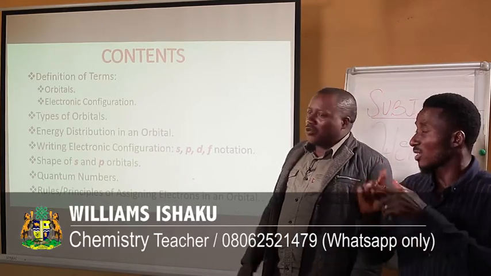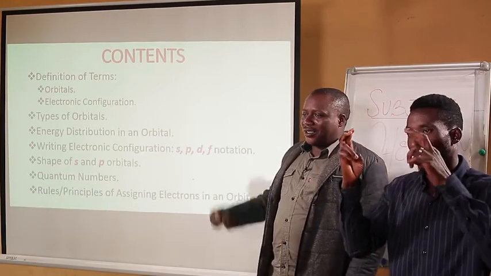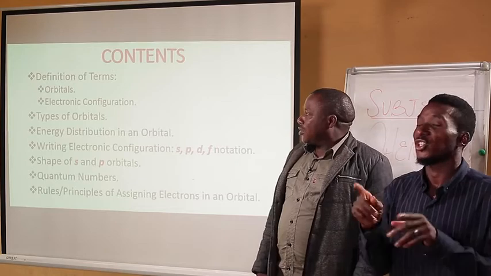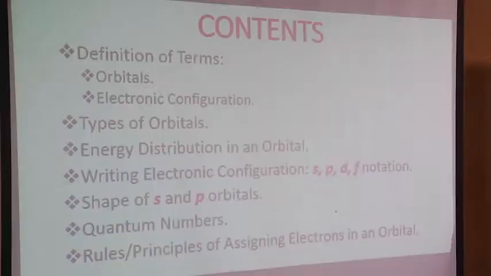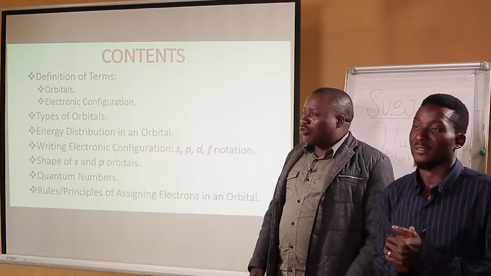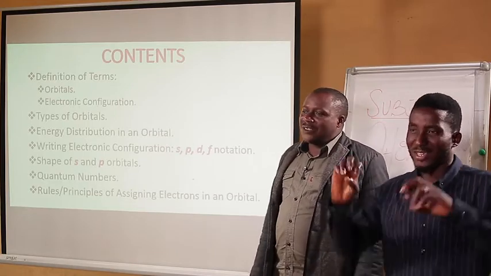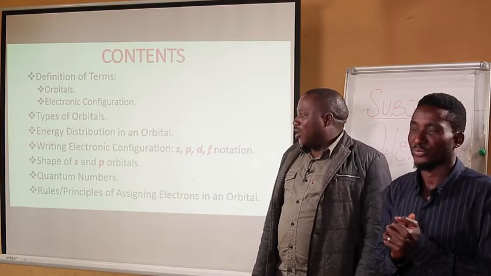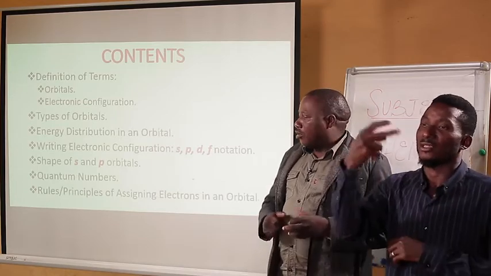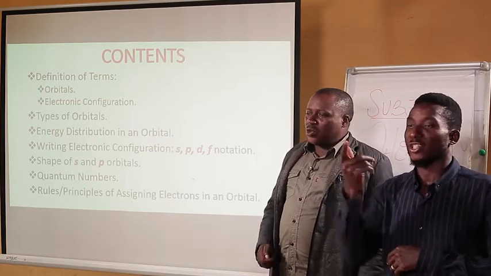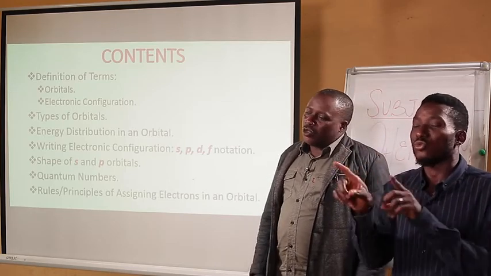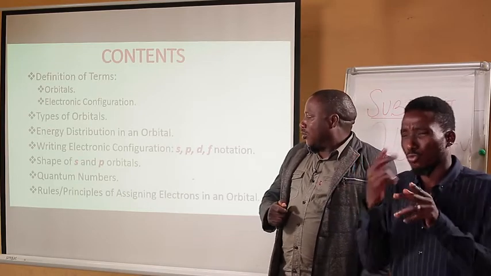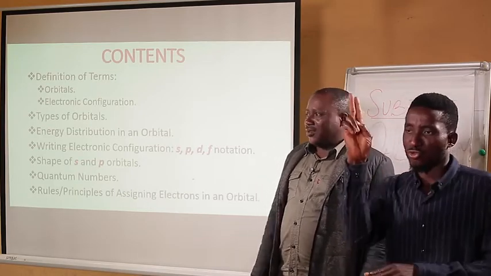Under this topic, we will be looking at the following content. We are going to look at the definitions of orbitals and electronic configuration. After that, we'll move to types of orbitals, then energy distribution in orbitals. We're also going to look at how to write electronic configuration using the SPDF notations. We are going to look at the shape of S and P orbitals. The quantum numbers, these quantum numbers are what we are going to use in describing an electron. And then finally, we are going to look at the rules and principles used in assigning an electron in an orbital.